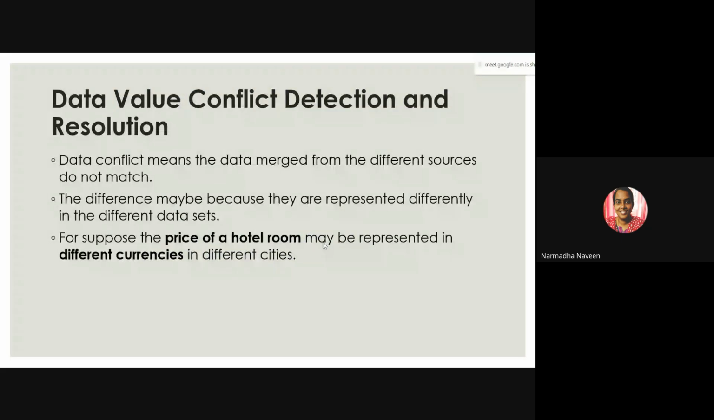And data value conflict detection and resolution is needed when the data is merged from multiple sources. There could be a conflict where the data is represented differently across the different data sets. For example, price may be represented in different currencies in different cities. So we should be able to detect and avoid such conflicts.